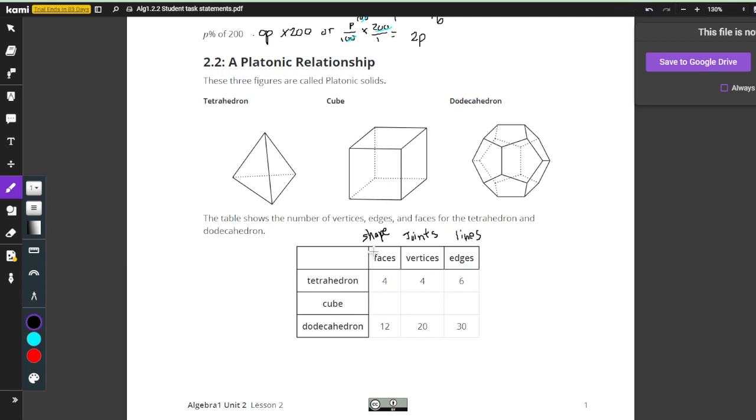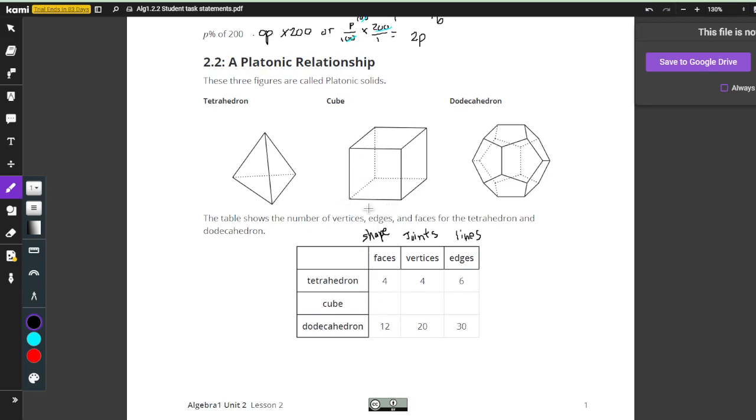Okay. So in this case, how many shapes do you see? You have 1, 2, 3, 4. You have 4 shapes. Vertices, how many joints or knuckles? 1, 2, 3, 4. So there's 4. And then edges, how many lines do you see? 1, 2, 3, 4, 5, and 6. There we go. So now let's take a look at a cube.